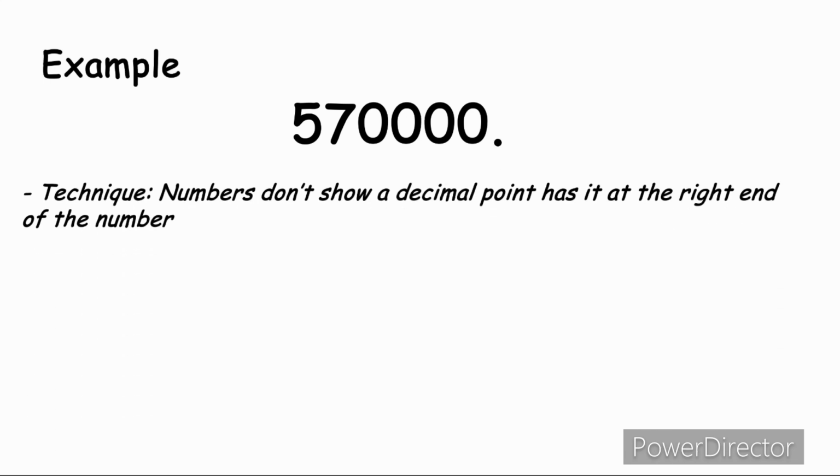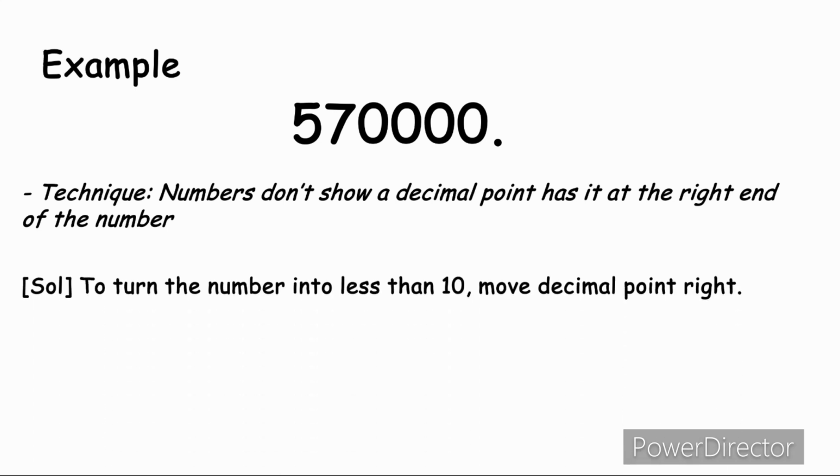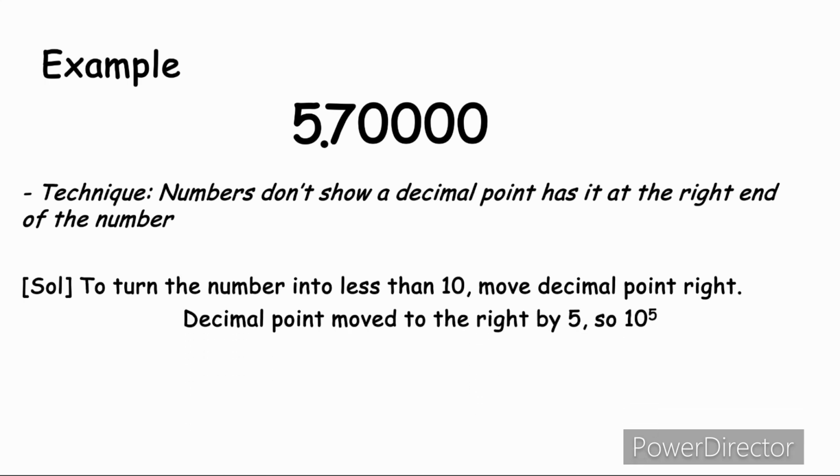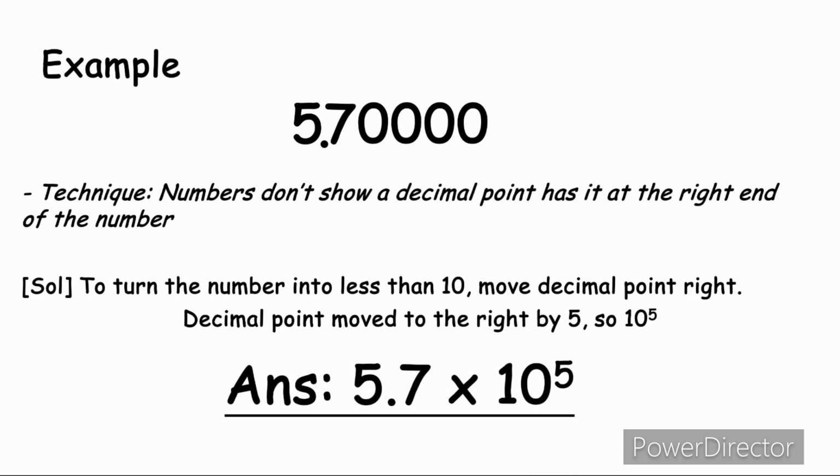For numbers that don't explicitly show a decimal point, this decimal point is at the right end of the number. So in this case, we'll want to move the decimal point to the left while counting the amount of numbers it went through. If you did it right, you should end up with the decimal point between 5 and 7, after it moving to the left by 5 numbers. Therefore, the standard form of 570,000 will be 5.7 times 10 to the power of 5.